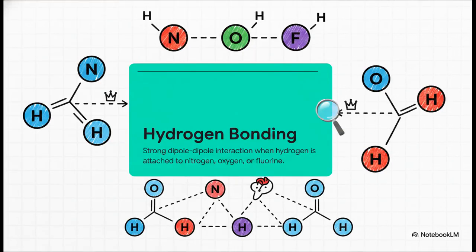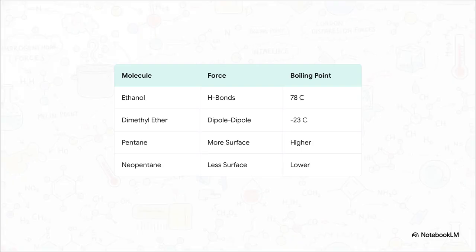Listen, hydrogen bonding is the absolute VIP handshake of the molecular world. It's this supercharged type of dipole-dipole interaction that only happens when a hydrogen atom is directly attached to a highly electronegative atom. Specifically, we're talking nitrogen, oxygen, or fluorine. This exclusive VIP handshake creates incredibly powerful bonds between separate water molecules, which literally gives water the unique, life-sustaining properties we rely on. And you can totally see how these forces dictate physical properties, like boiling points.